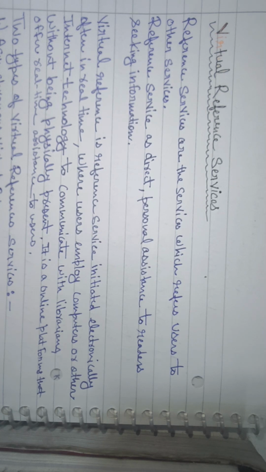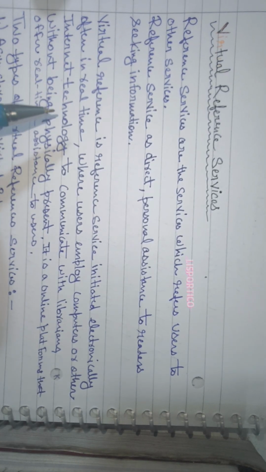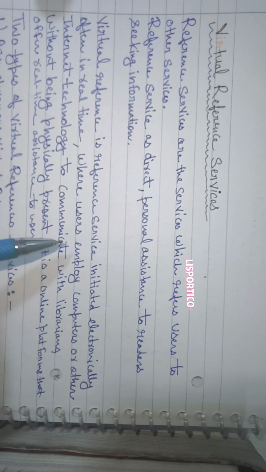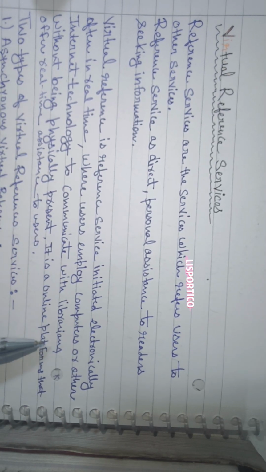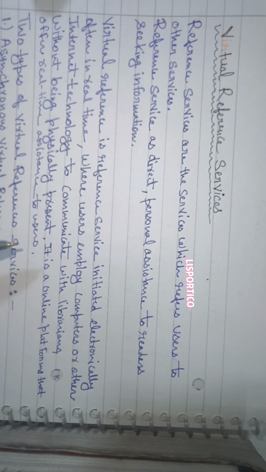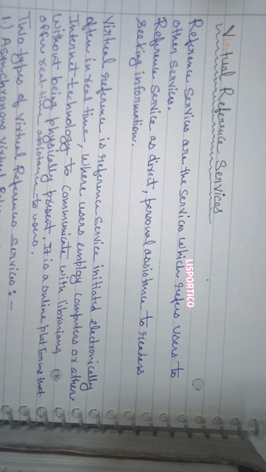The last one is virtual reference services, so we try to understand what virtual reference services is. A virtual reference service is digital assistance provided through email, live web chat, or messaging services. A virtual reference service is initiated electronically, often in real time, where users employ computers or other internet technology to communicate with the librarians without being physically present. It is an online platform that offers real-time assistance to users.